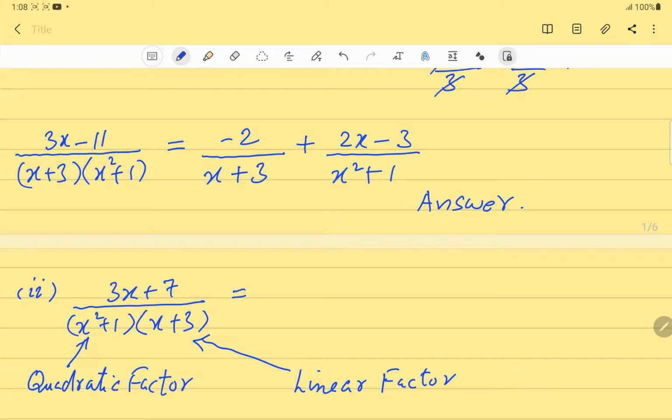And whenever we have a quadratic factor in the denominator, we will be having two constants in the numerator of that factor, and we will write it like first constant with x, which is ax in this case, plus b over x squared plus 1, and for the linear factor there will be only one constant in the numerator, which is c over x plus 3.